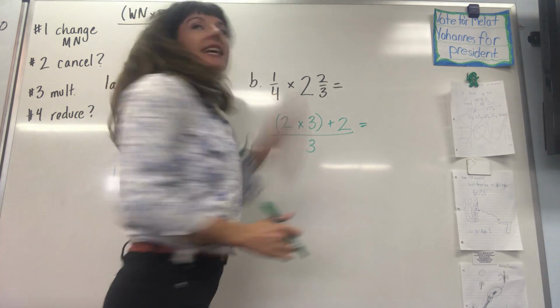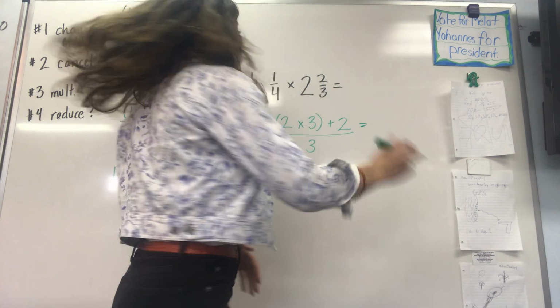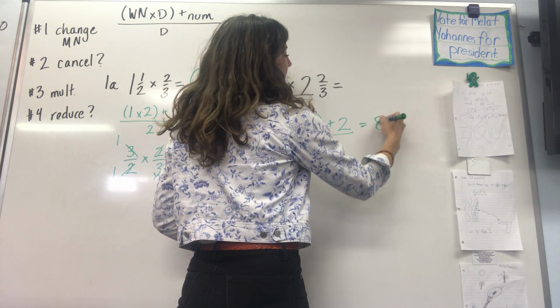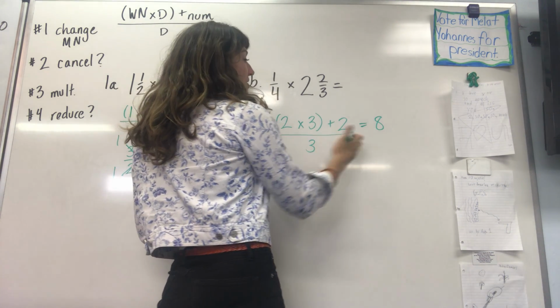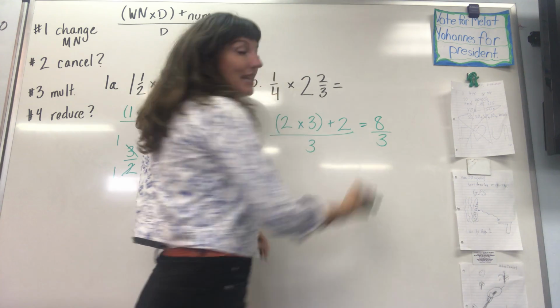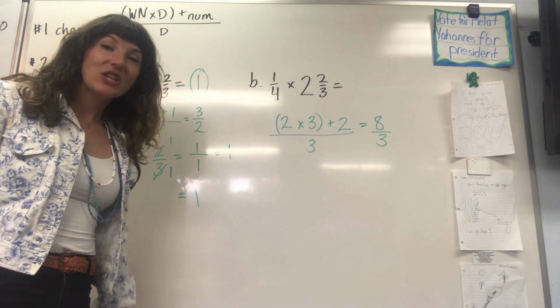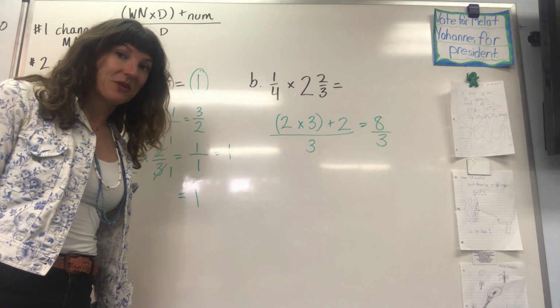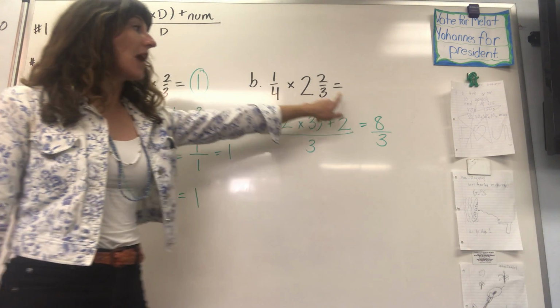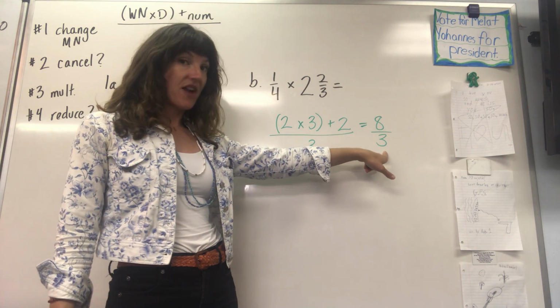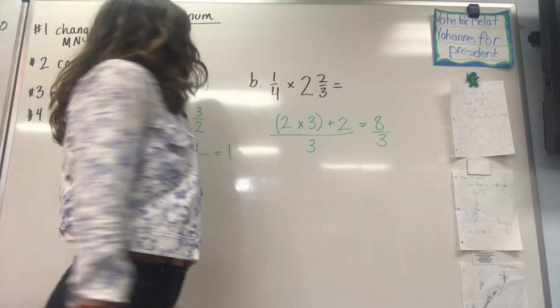Here we go. 2 times 3 is 6. Plus 2 is 8. All over your denominator 3. Now you have an improper fraction, and you will insert that into your original equation. Okay, you're no longer using this mixed number. Now you're going to use this improper fraction. You rewrite your original equation.